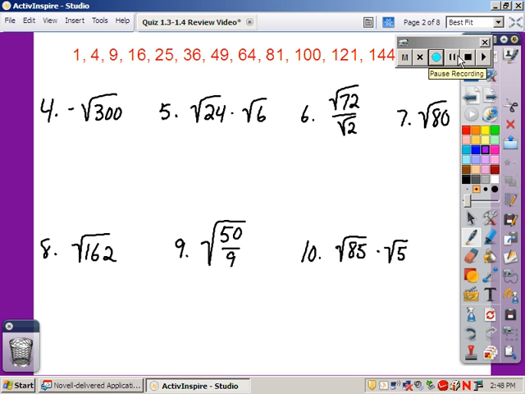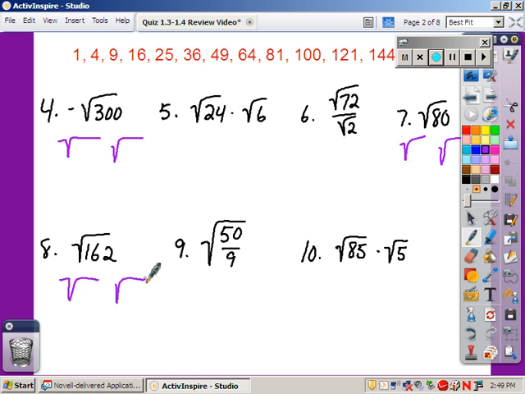The pattern is, if you look at number 4, you have one big square root. The pattern is to turn it into 2 separate square roots. That's going to be the same thing you do with number 7, and the same thing you do with number 8, because they're all just one square root that you're trying to turn into 2 to simplify it.